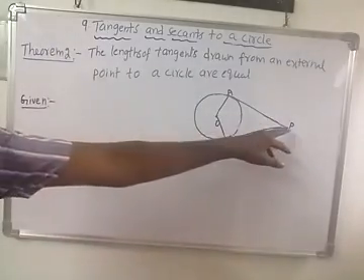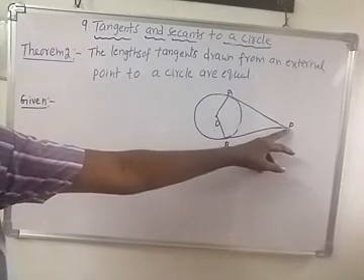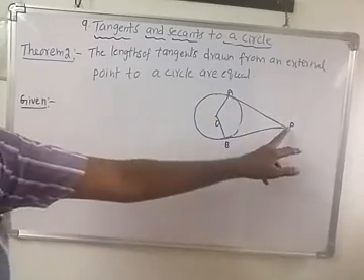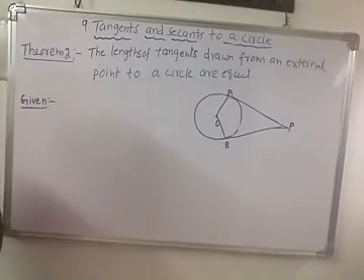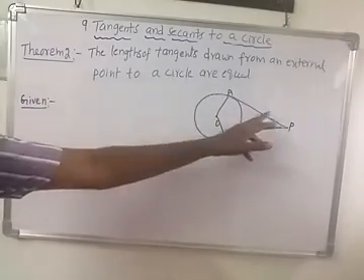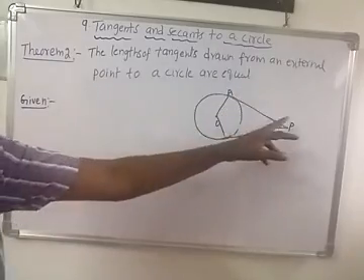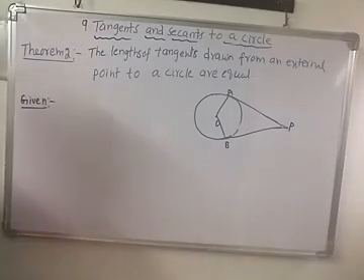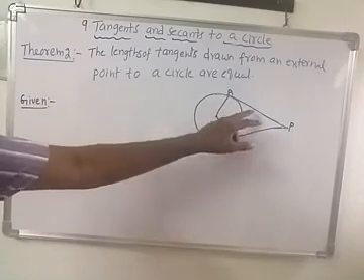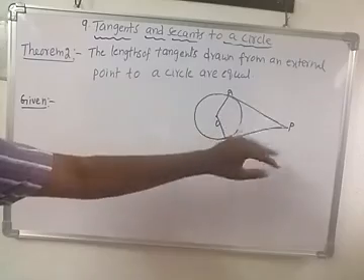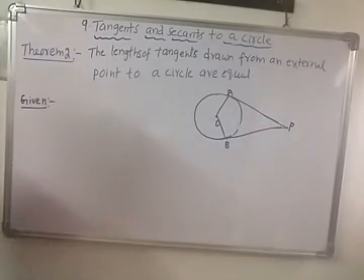Now we draw the tangents from the point P to A and P to B, and that means PA is one tangent and PB is another tangent. We have to prove that these two are equal. That is, tangent PA is equal to tangent PB. That means the lengths of tangents drawn from an external point to a circle are equal. That is what we have to prove, that PA is equal to PB.